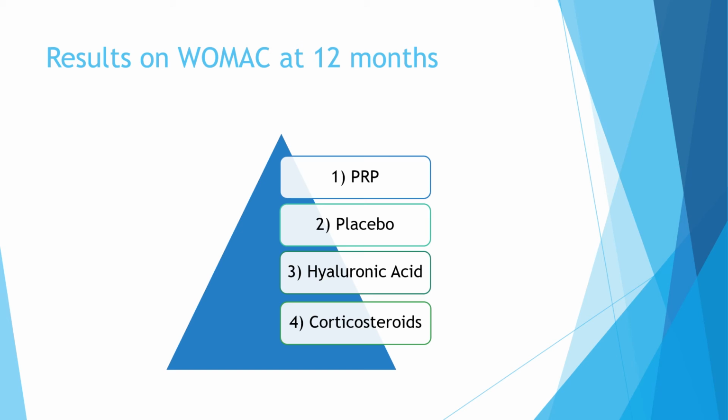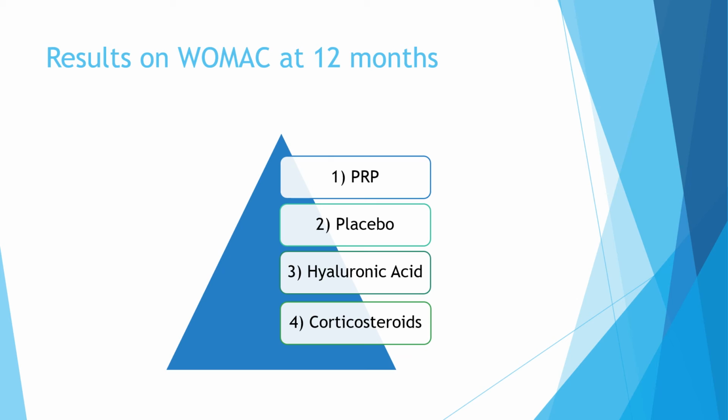And finally, we're going to look at the WOMAC results at 12 months for intra-articular injections for knee osteoarthritis. And once again, platelet-rich plasma is coming in at number 1. So platelet-rich plasma provided the most pain relief and the biggest increase in functionality at 3 months, and again at 6 months, and again at 12 months.